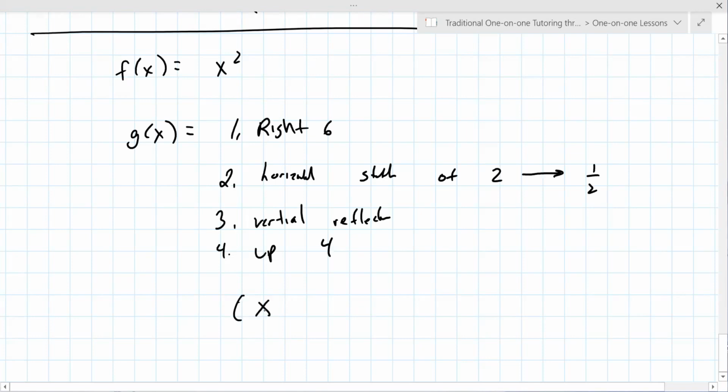All right, so the right 6 is (x minus 6) squared. The horizontal stretch, though, has to be inside parentheses. So that's like this right here, where it's 1/2 in parentheses, but then the other one squared. The vertical reflection is a negative on the outside, and then plus 4 is the up 4.